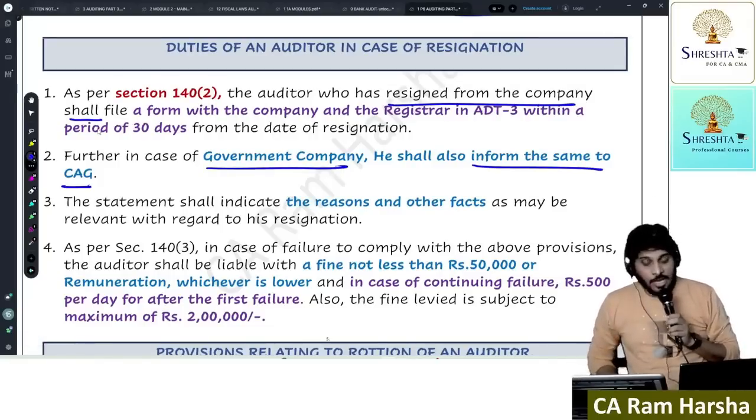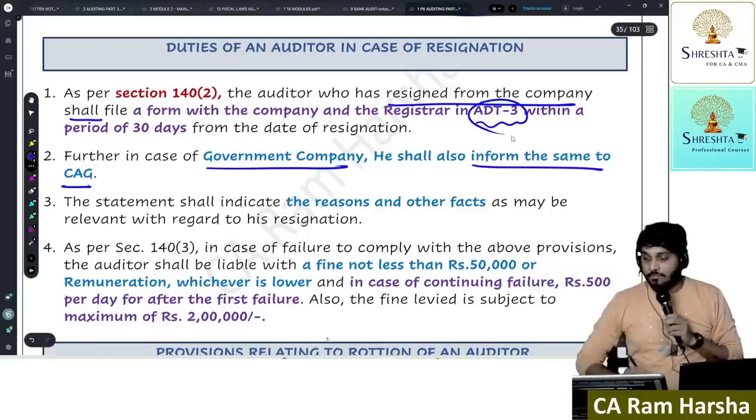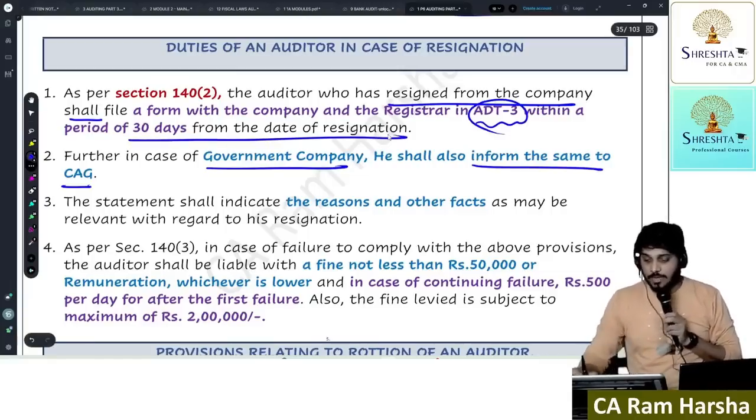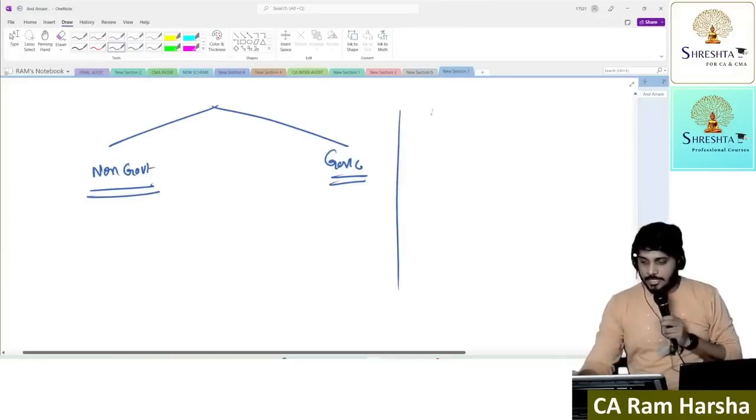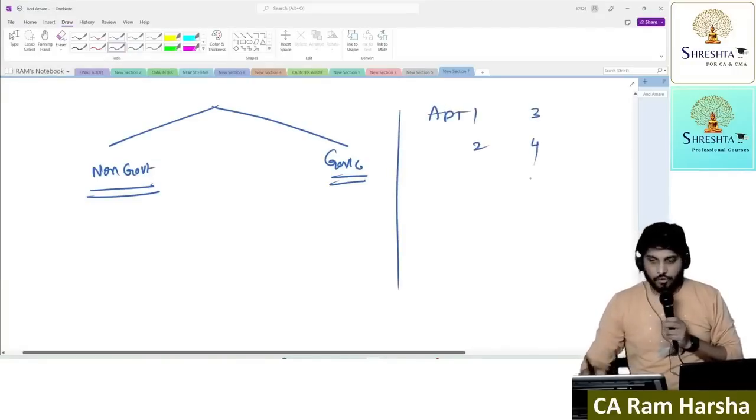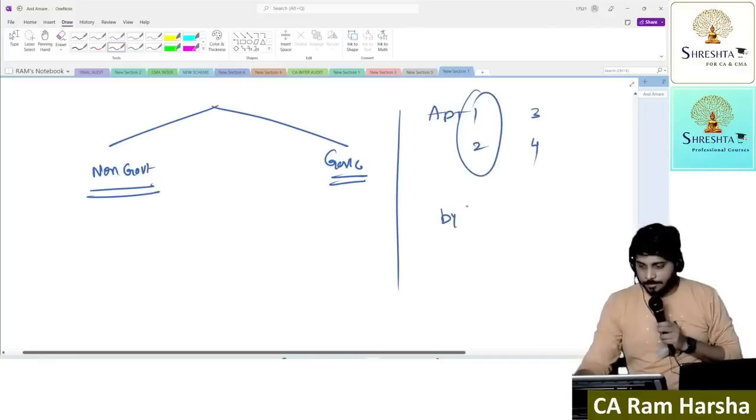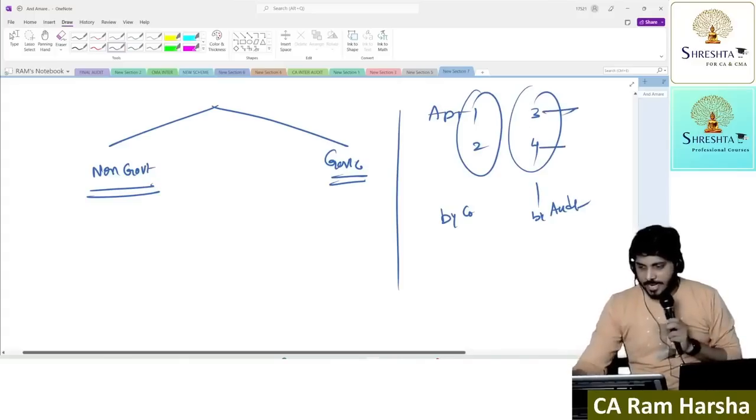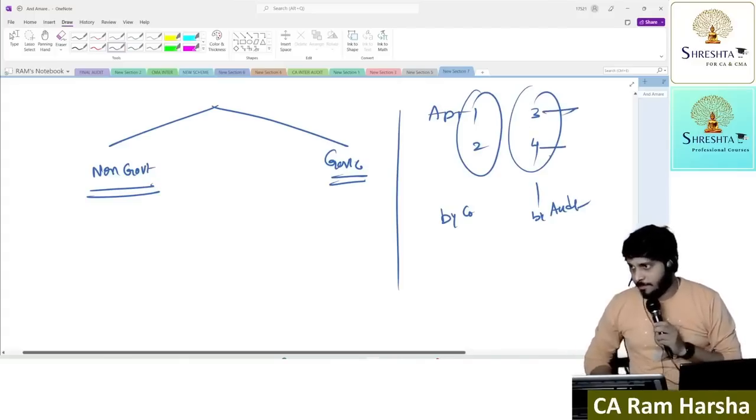Yes or no? And you need to file a form with the ROC, ADT3, within 30 days from the date of resignation. In the auditing chapter, you will get a total of 4 forms: ADT1, ADT2, ADT3 and 4. 1 and 2 are filed by the company. ADT3 and 4 are filed by the auditor. ADT3 is resignation. ADT4 is reporting of fraud.